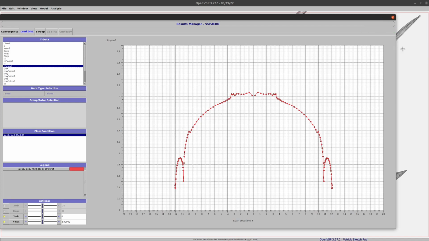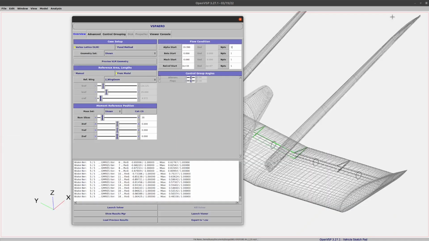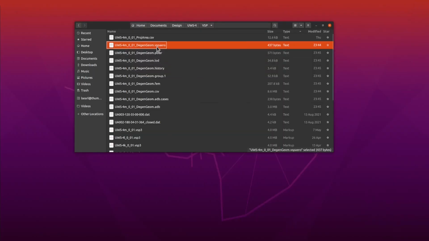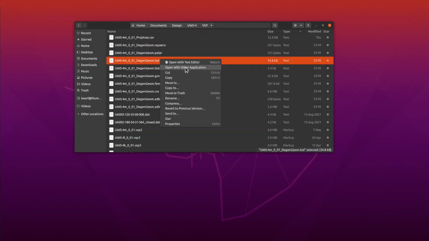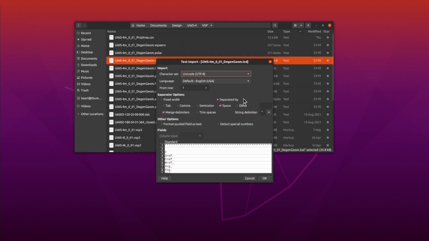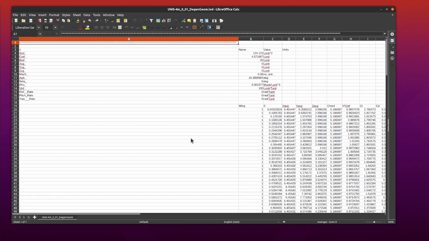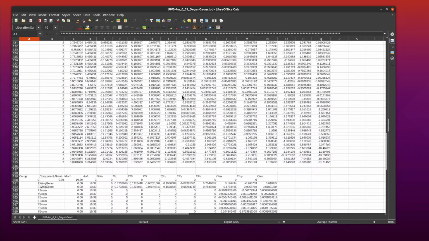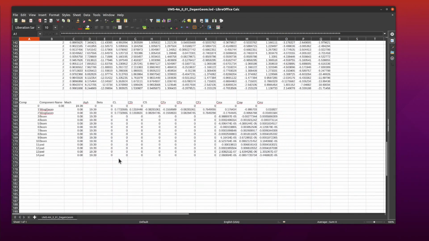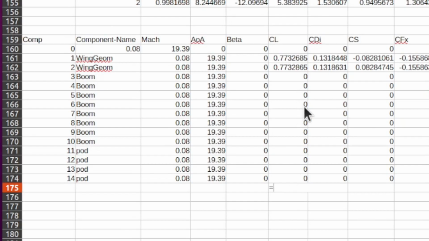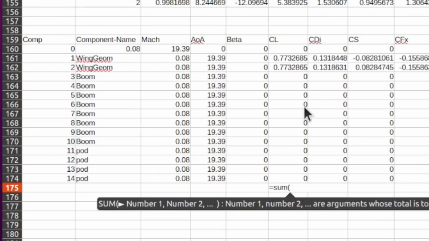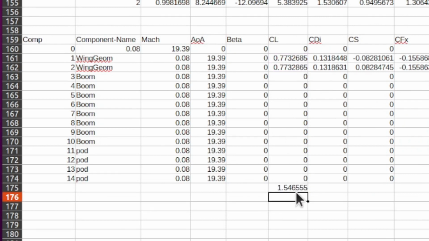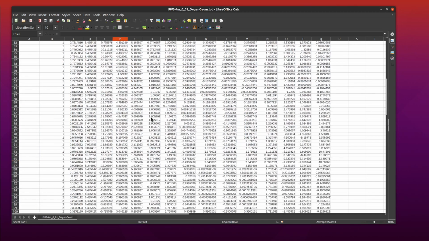Okay, our distribution still looks about the same. Let's go look at our LOD file. Here's our LOD file. Let's load it into our spreadsheet. So now we only have one entry in our spreadsheet. Let's come back down to our coefficient lift and let's check that it makes sense. 1.546. That's what we wanted. So now I have the correct angle.